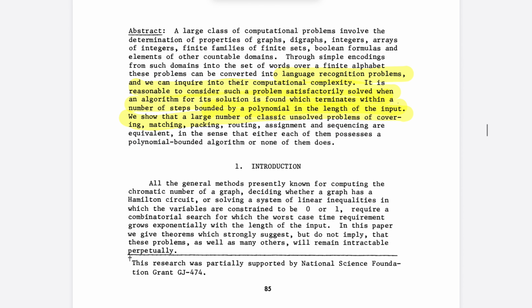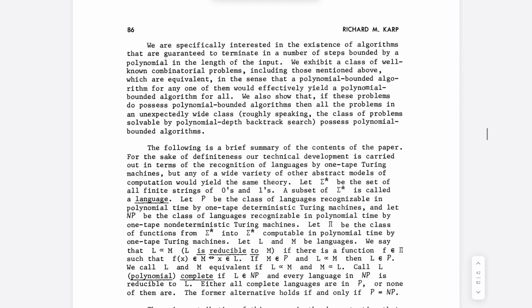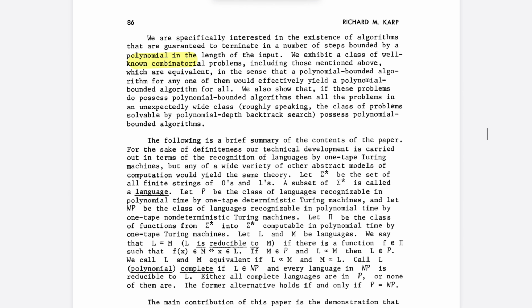Okay? All the general methods for all these problems require a combinatorial search that grows exponentially in the size of the input. In this paper, we give theorems which strongly suggest but do not imply that these problems, as well as many others, will remain intractable perpetually. So this is like a massive, massive paper. And polynomial in the size of the input, if these problems do possess polynomial bounded algorithms, then they all do.